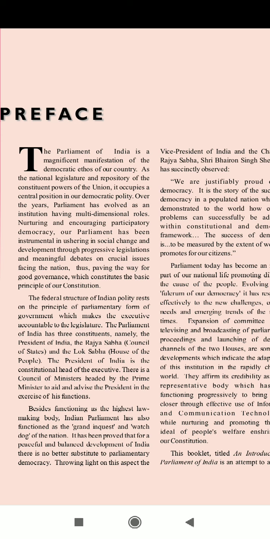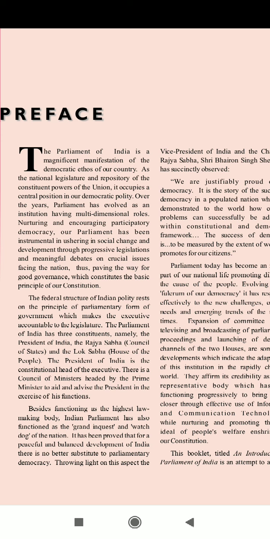The federal structure of Indian polity rests on the principle of parliamentary form of government, which makes the executive accountable to the legislature. The Parliament of India has got three constituents, namely the President of India, the Rajya Sabha, which is known as the Council of States, and the Lok Sabha, which is known as the House of People. The President of India is the constitutional head of the executive, and there is a Council of Ministers headed by the Prime Minister to aid and advise the President in exercise of his functions.